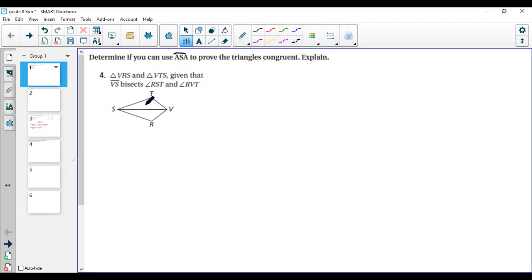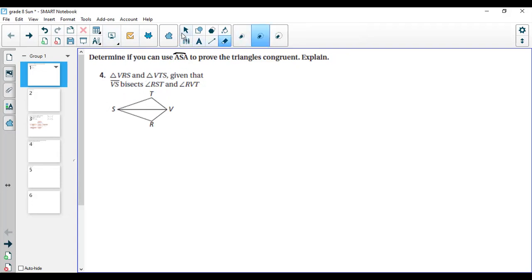Okay. So let's say they have already given us triangle VRS and triangle VTS. So we need to prove triangle VRS and VTS are congruent given that VS bisects. Here goes the word bisect again. So VS is bisecting angle RST. So it has divided this angle in two parts. Now, can I say this angle is equal to this angle because it is bisected?